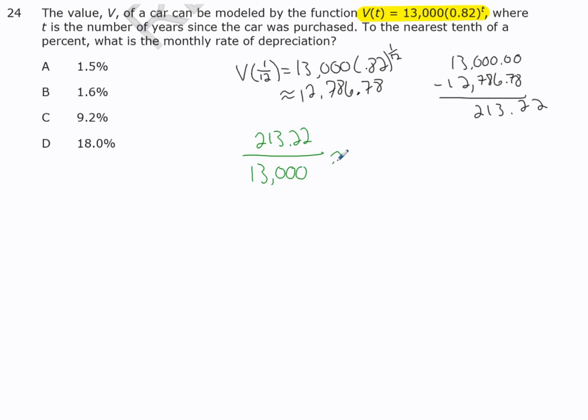And that's going to be about 0.0164, which as a percent would be about 1.6%. So this was the amount it changed in 1 month over the total amount, and that's how we found our rate of depreciation is 1.6%.